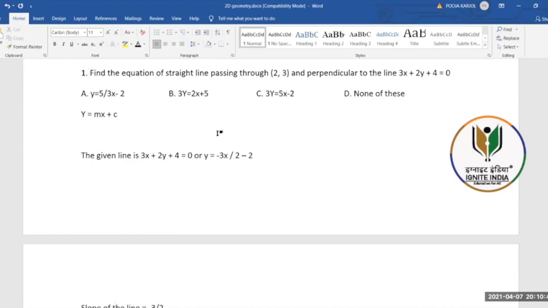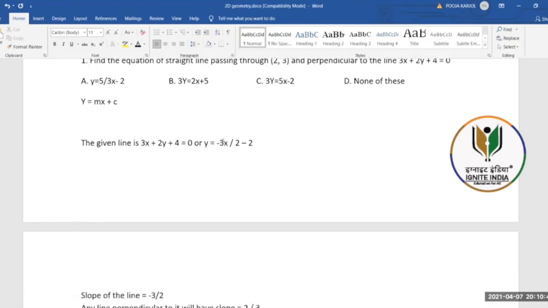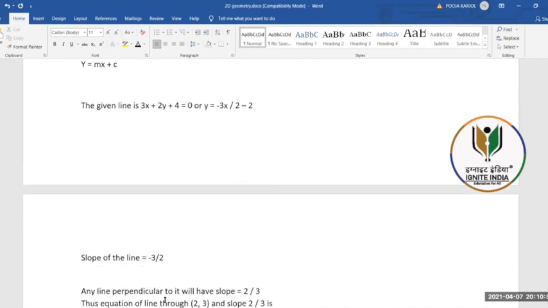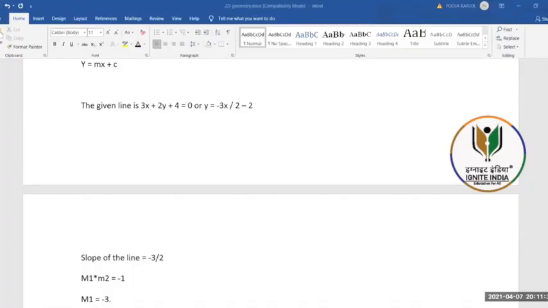Here, what is the slope? In y = mx + c, m is the coefficient of x, which is -3/2. So the slope of the given line is -3/2. Now, as I told, when the lines are perpendicular, m1 into m2 will give you what? If one slope is -3/2, the next one will be the reciprocal of it with a negative sign. So m2 will be -1 upon -3/2, which will be 2/3. Any line perpendicular to it will have a slope of 2/3.